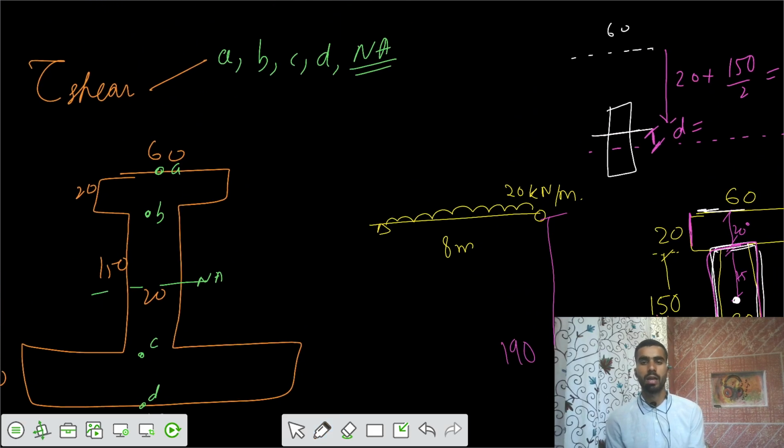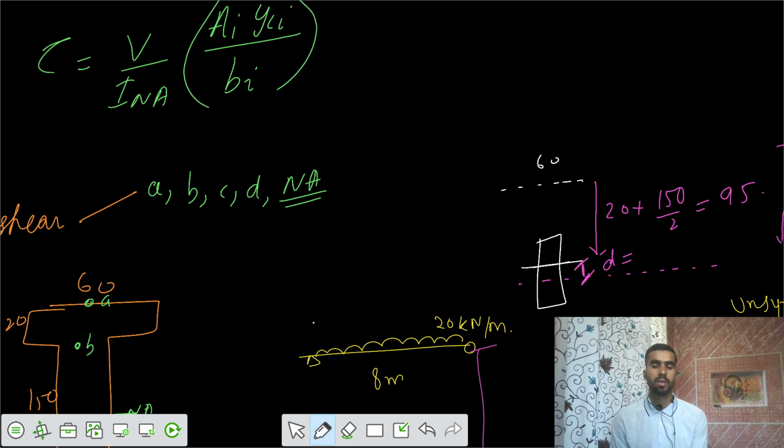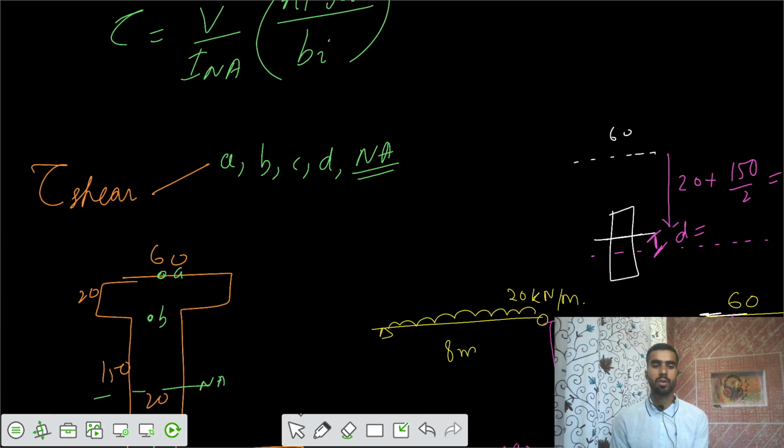So we have the equation that tau equals V A ȳ by I b, where V is the shear force, I is the moment of inertia about the neutral axis, and A_i and y_ci are the area and centroid distance at any point i. Do you know that? We have this equation. So for a particular location i, the shear stress is given by this equation.